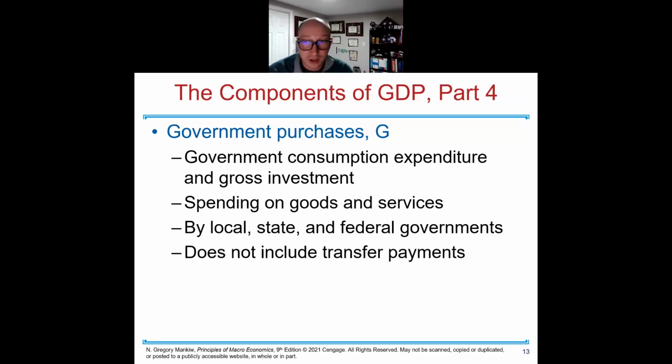Government purchases is where the government spends on goods and services. This could be local, state, and federal governments. Think about the purchase of equipment to help build roads, schools, bridges, etc. Or equipment for the fire department, police department, for the military, etc. The government purchases all those things. That's government purchases.